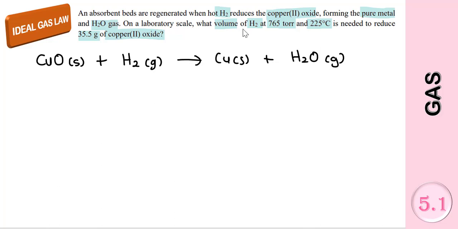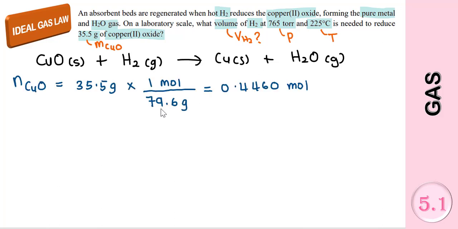So from the question, the question asks you to find the volume of hydrogen gas when the pressure is 765 torr. This is the pressure and the temperature is 225 degrees Celsius. And also here we have the mass of the copper(II) oxide. So from the mass of the copper(II) oxide, we can find the number of moles of copper(II) oxide. Since the molar mass of the copper(II) oxide is 79.6 gram, we know that in 1 mole of copper(II) oxide, the mass is 79.6 gram.